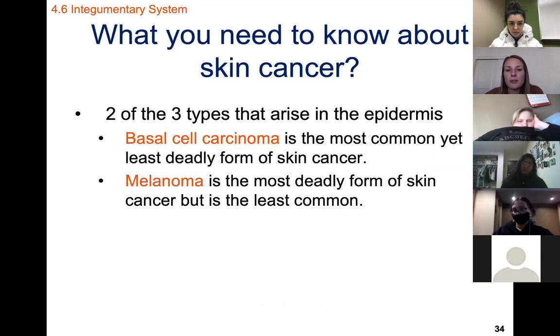So what do we need to know about skin cancer? Two of the three types arise in the epidermis. The basal cell carcinoma is one of the most common yet least deadly forms of skin cancer. So if somebody were to go get a mole, or something on their skin, checked out at a dermatologist or at their family doctor, a basal cell carcinoma means that it is skin cancer, but most of the time it's not going to affect anything else but the skin. So it is very common. It's not that deadly a form of skin cancer.